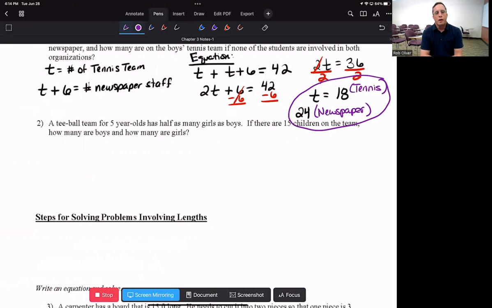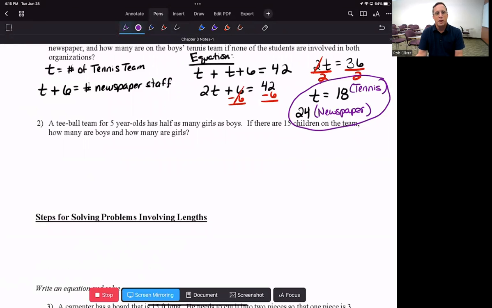Okay. For the next one, number 2, a T-ball team for 5-year-olds has half as many girls as boys. If there are 15 children on the team, how many boys and how many are girls? So again, we want to stick with one variable. So for instance, it says there are half as many girls as boys. Now that can mean a couple different things.